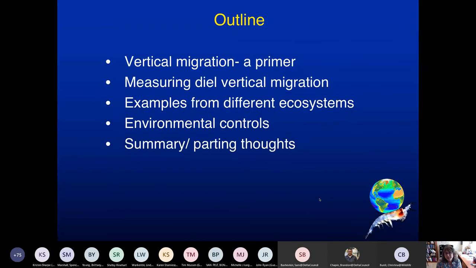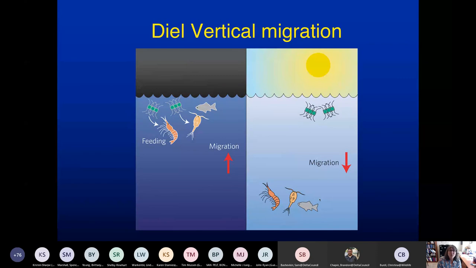So first, I'm going to give a little bit of a primer on zooplankton vertical migration for those of you who are not too familiar with the behavior, and a little bit about how we measure diurnal vertical migration. And I'll give you some examples from different ecosystems, touch on environmental controls, and then I just have a few parting thoughts for you. So first of all, what is vertical migration?